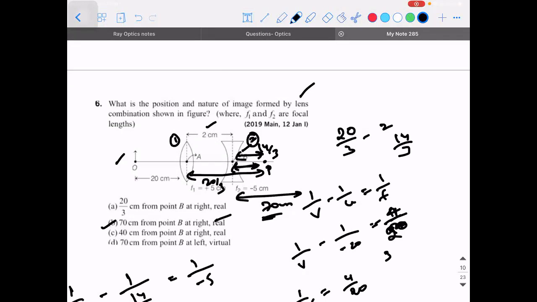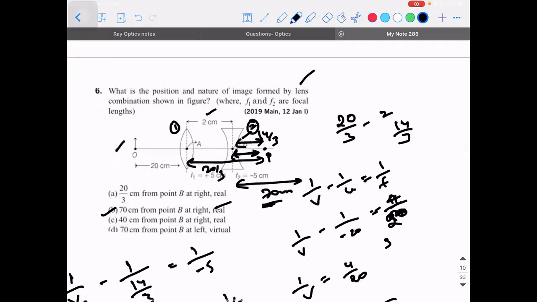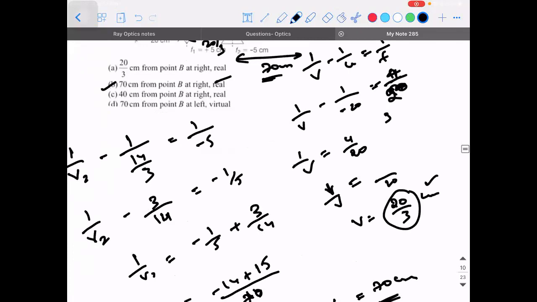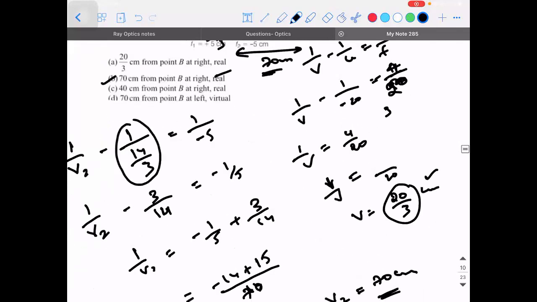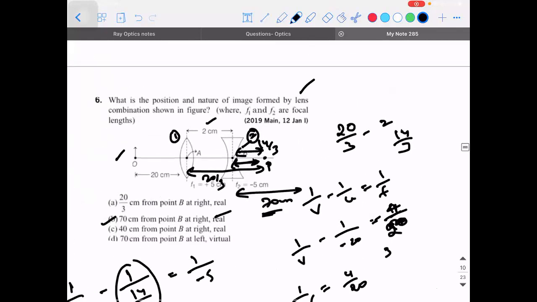Guys, I hope you understood. Sir, why do we subtract 2 from 20 by 3? See, this comes as 20 by 3, right? If you directly start using it as 20 by 3, the mistake you would have made is taking minus 20 by 3, correct? Did you do that mistake? Yes sir, I took it with the minus sign. Why we do this: see, the distance of separation between them is very important. What I am saying is, had this lens not been existing, the image due to this convex lens would have formed at a distance 20 by 3, that is 6 point something, which is greater than the distance of separation between these lenses.